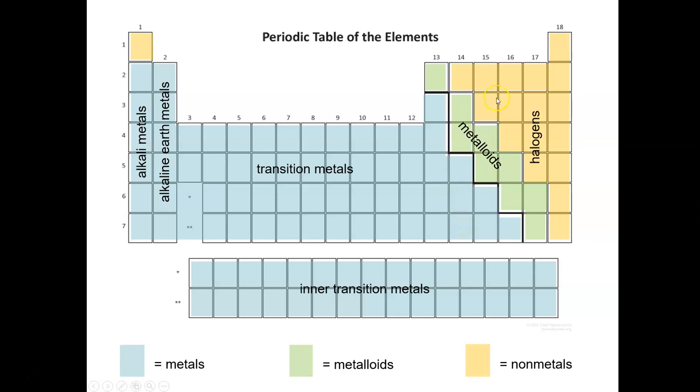And then when we get into the nonmetals, in group 17, we have an area called the halogens. Okay, so the group 17 nonmetals are called the halogens, and the group 18 nonmetals are called the noble gases. The word noble here really refers to the idea that these gases don't interact with anything else. They're gases that are perfectly happy by themselves.